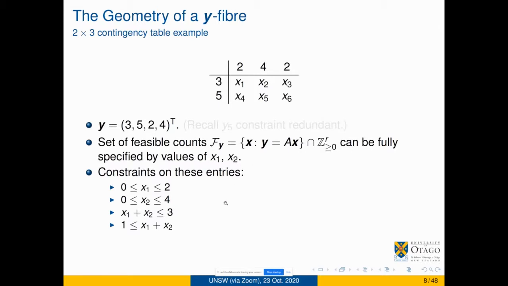What do I know about them? Well, x1 must lie between 0 and 2 because of its column constraint. And x2 must lie between 0 and 4 because of its column constraint. And I know that x1 plus x2 must be less than or equal to 3 because of the row constraint. But x3 can itself be no bigger than 2. So in order to get a row total of 3 on the first row, x1 plus x2 must be greater or equal to 1. So those inequalities I've just indicated are what the y's are telling us about the x's.